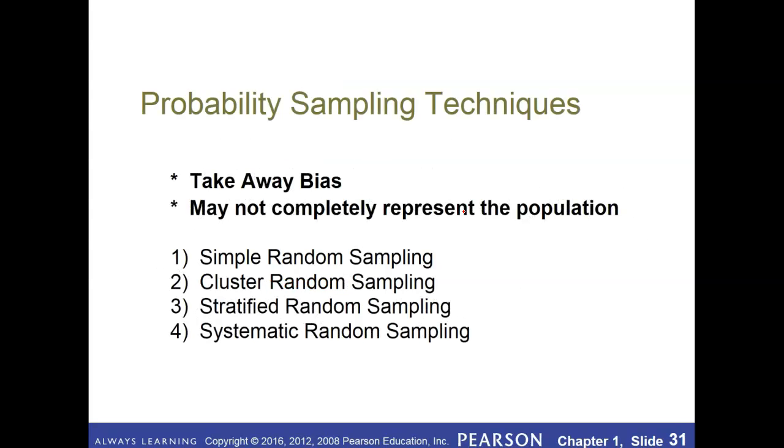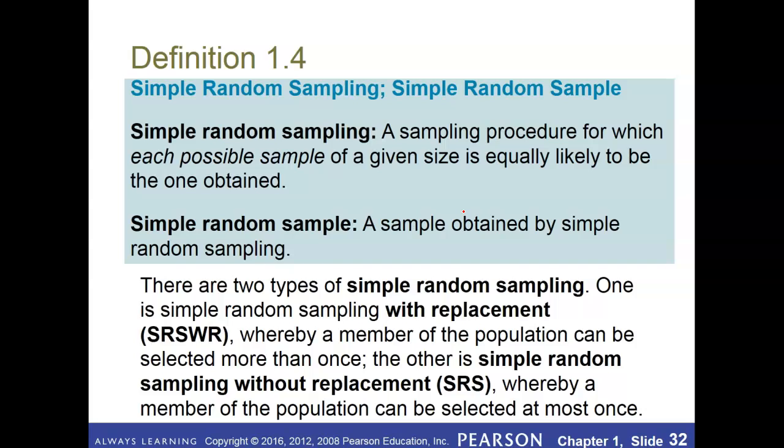So there are specific sampling techniques that help avoid bias and help us to better represent the population. They may not completely represent the population, but it helps us get it a little bit better, and that's simple random sampling, cluster random sampling, stratified random sampling, and systematic random sampling. We're going to talk more about these in the coming days and in our next assignment number 3 of this unit. But before we get there, let's just take a look at some simple random sampling techniques.